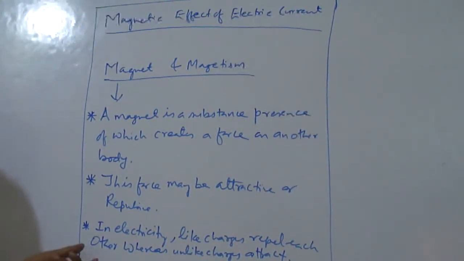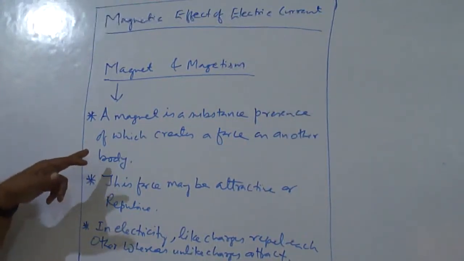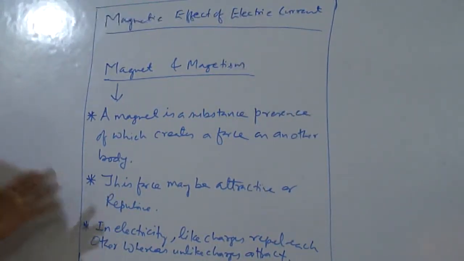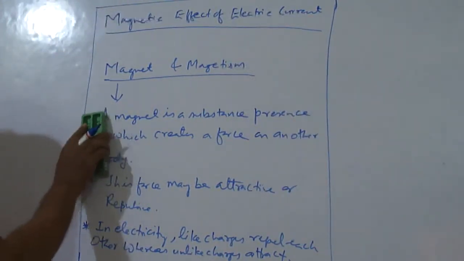In that same manner in magnetism, when like poles come near each other, they will repel each other. When unlike poles are there, they will attract. Okay. This first point you have already noted down? Yes, sir. First point, second point? Can I rub this first point? Yes, sir.